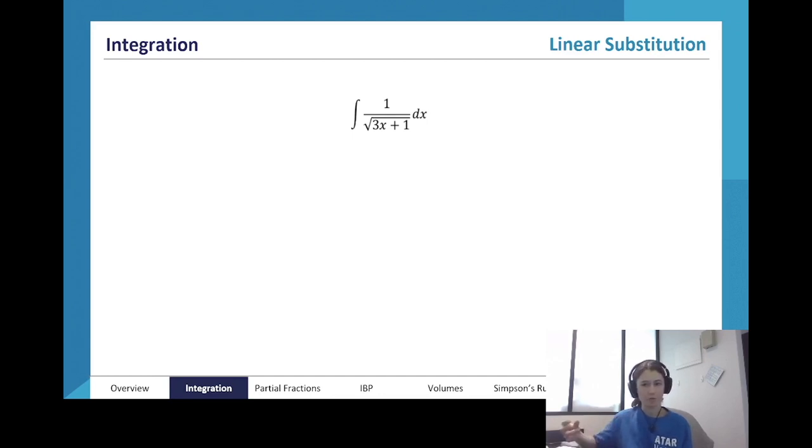If it helps, you might want to write down a list of all the methods when you're learning, just so you don't forget any of them. Once you practice enough, they'll come to you more intuitively, but just when you're learning, it might be helpful. So yeah, right here we have 1 over root 3x plus 1.